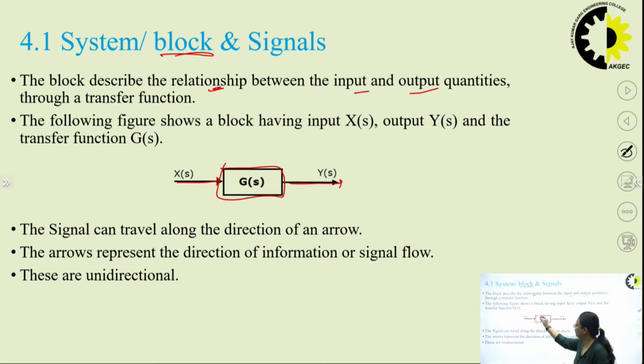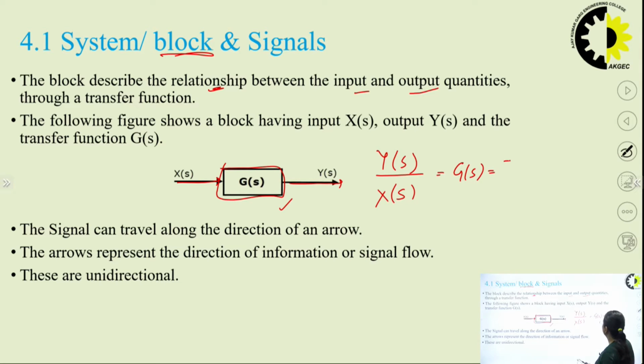So from here we can define the transfer function as the ratio of the Laplace transform of the output to the Laplace transform of the input. So from this diagram you can say Y(s) upon X(s) will be equal to G(s), which is called the transfer function of this particular system.